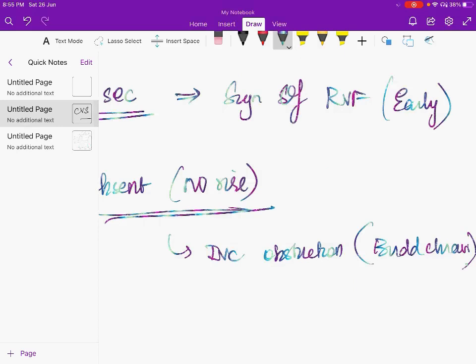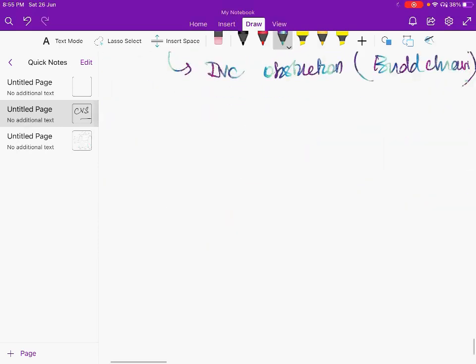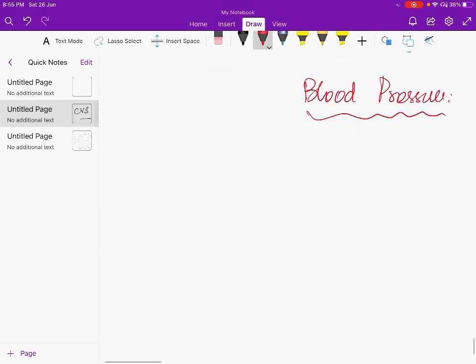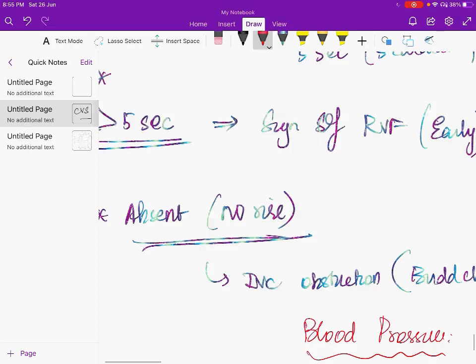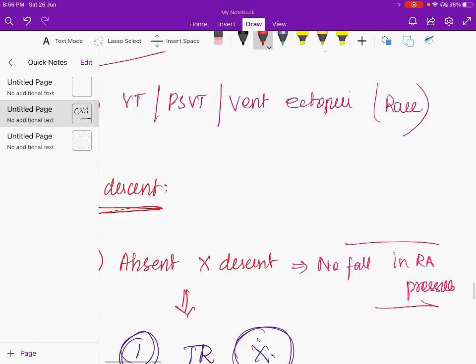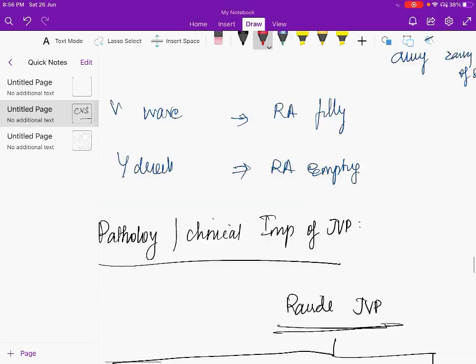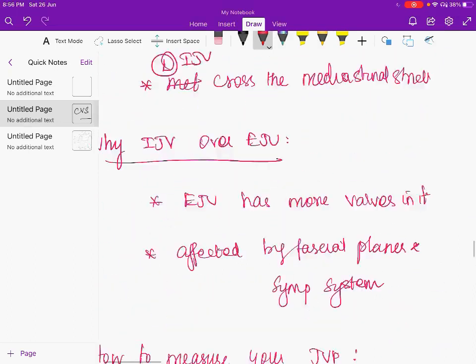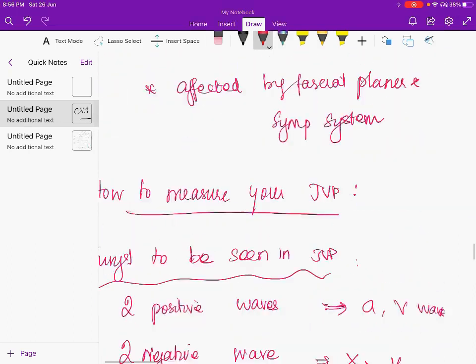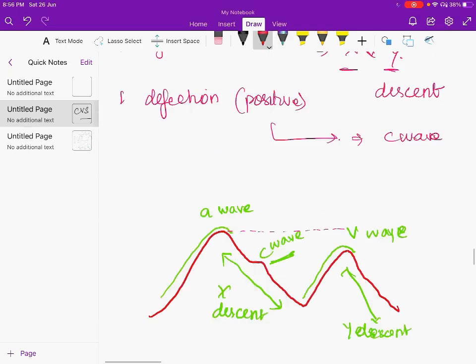And here we finish our JVP and we move on to the next topic, your blood pressure. A class of another half an hour. So is JVP clear for all? Any doubts? JVP clear? These waves, why these waves are produced, and the pathology of these waves. We have covered almost all parts of the JVP.